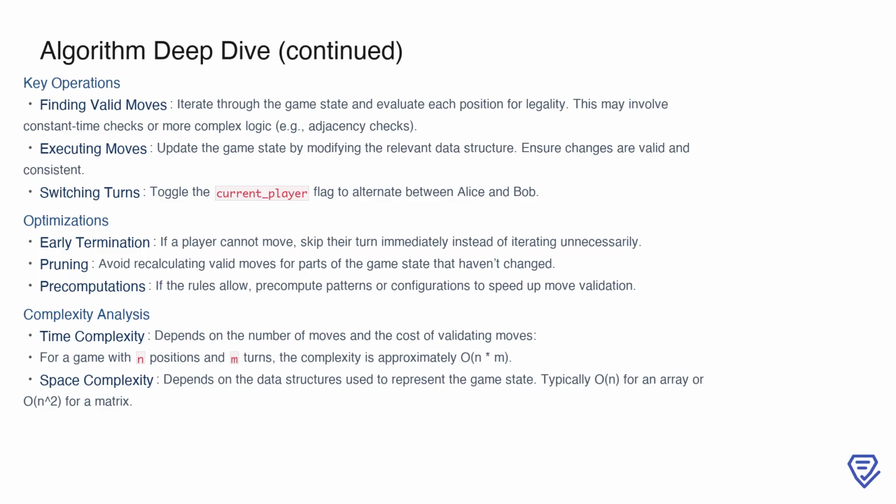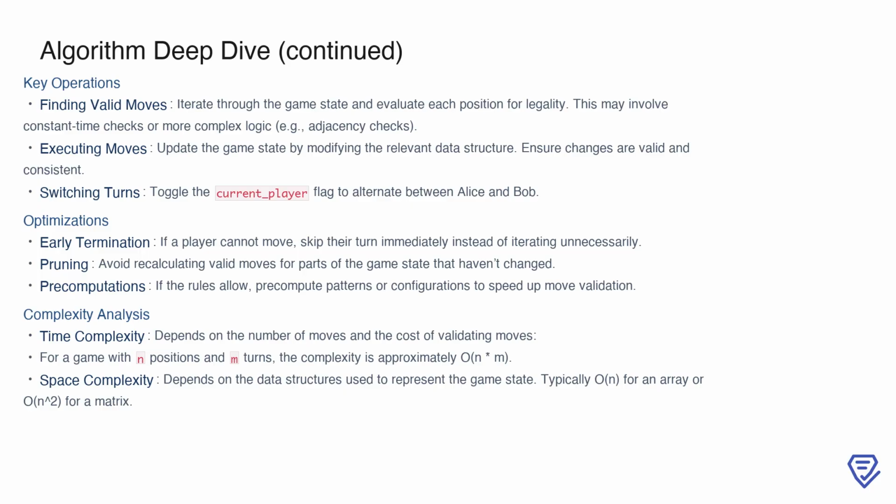To improve efficiency, several optimizations can be applied. For example, if a player has no valid moves, we can skip their turn immediately, avoiding unnecessary iterations. Pruning techniques help by focusing only on parts of the game state that have changed, rather than recalculating everything from scratch. Pre-computing patterns or configurations, where applicable, can reduce the cost of validating moves.